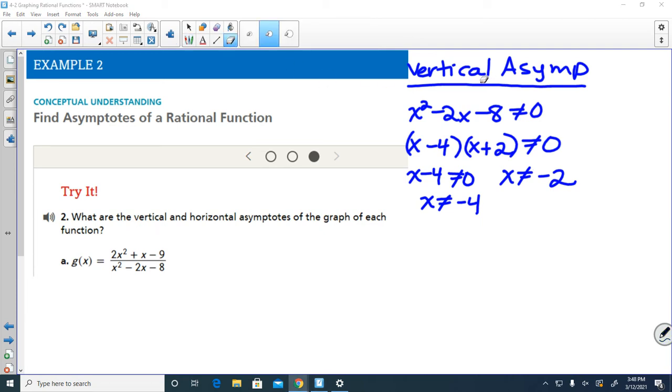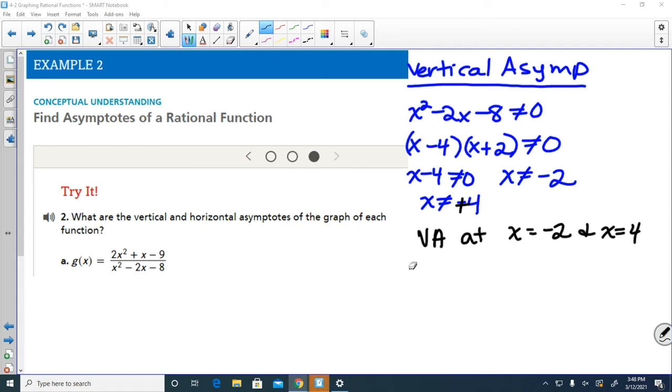So that means that there is a vertical asymptote at x equals negative 2. Oh, wait, hold on. I need to solve for this. x minus 4 equals 0, so x would be positive 4. There's a vertical asymptote at x equals negative 2, and at x equals positive 4. And then let's go ahead and find the vertical asymptote in part B.